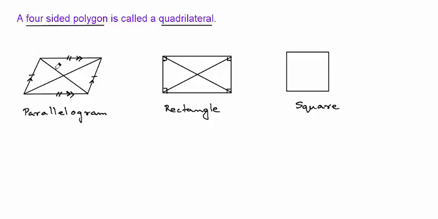Therefore, it's got all the properties of a parallelogram. In addition to that, in fact, in addition to all the properties of a rectangle, which means the corners are all 90 degrees or right angles, a square has got all four sides the same length. Not just the opposite sides, but all four sides the same length.